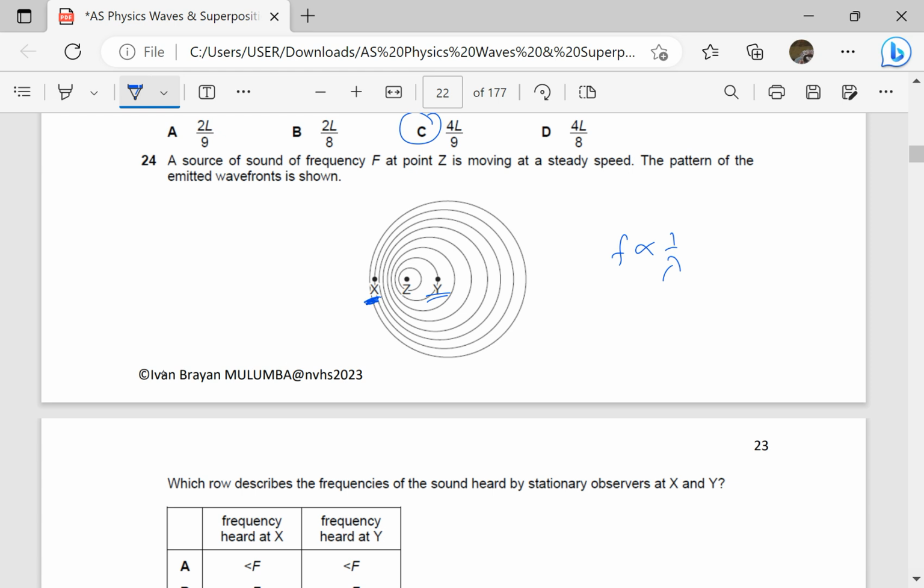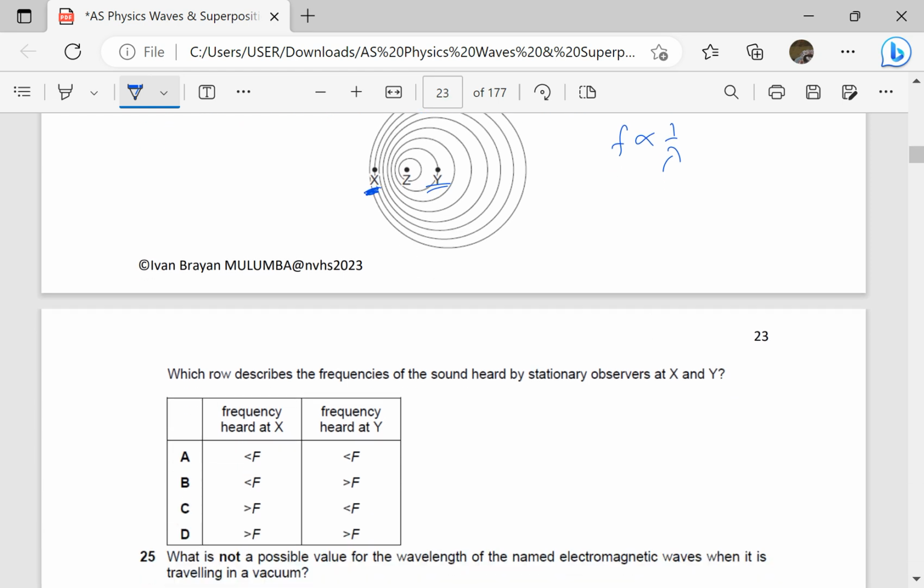And towards Y, we see that the wavelength is increasing because the wavefronts are moving apart. It means the frequency is decreasing. So which law describes the frequencies of the sound heard by a stationary observer at X and at Y? So at X it should be higher than F, and at Y should be less than F.